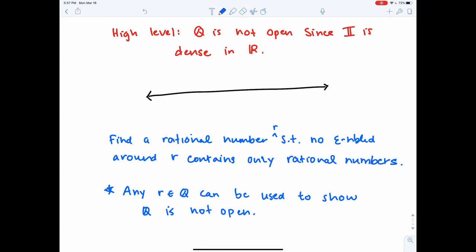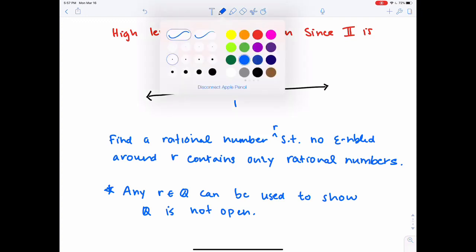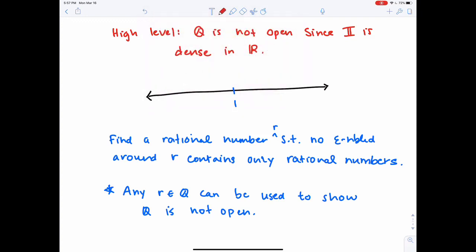So let's say I picked, for example, the number 1. I'm going to put an arbitrary epsilon neighborhood around it. So here's 1 plus epsilon, here's 1 minus epsilon. And I need to figure out a point, or at least understand conceptually why it is that no matter how small I make epsilon, there are always going to be numbers in this neighborhood that are not rational.